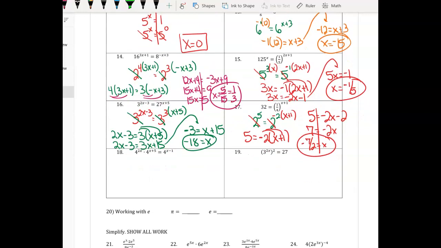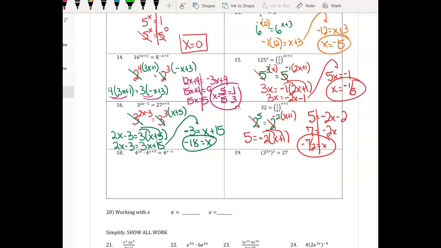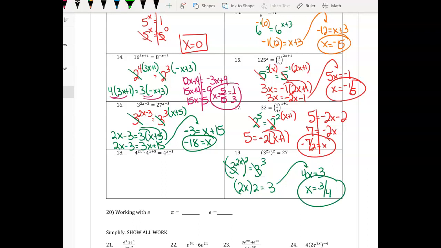All right, let's go to 19. So what base has both 3 and 27? So 3, so I don't have to touch this one. And 3 to the third. So now I'll have 2x times the 2 equaling the 3. And if I quickly divide, I get x to be 3/4.